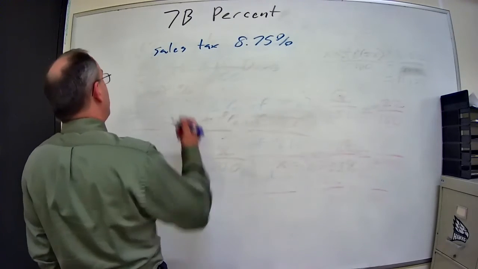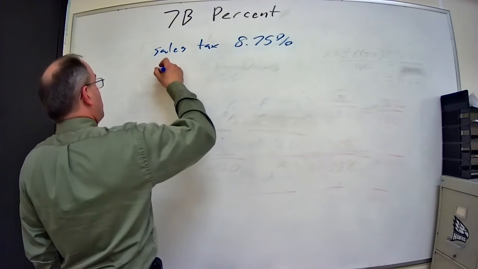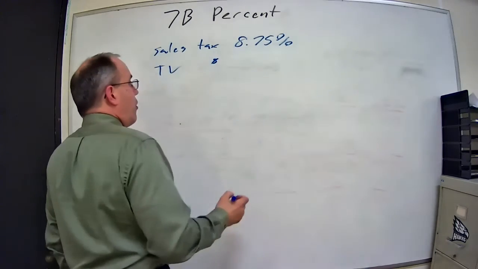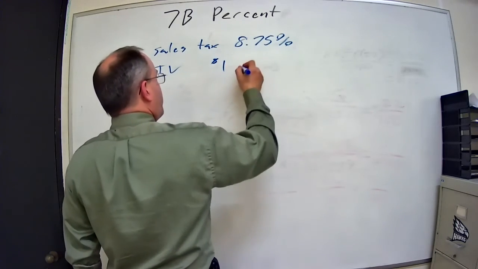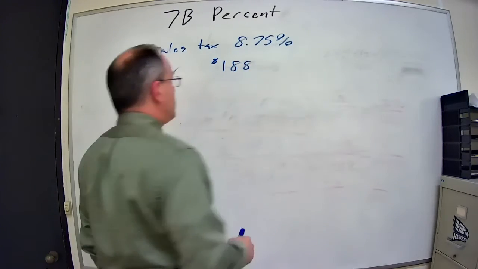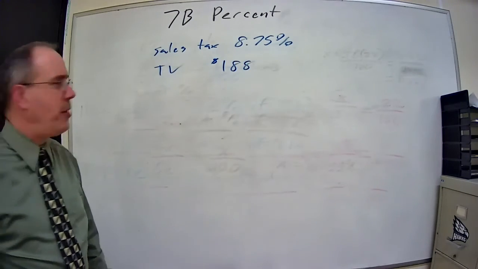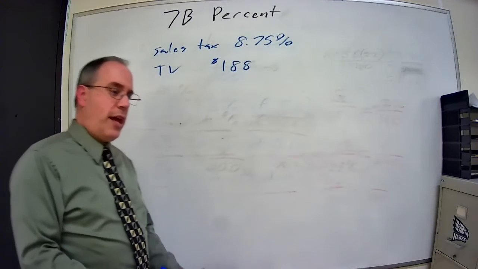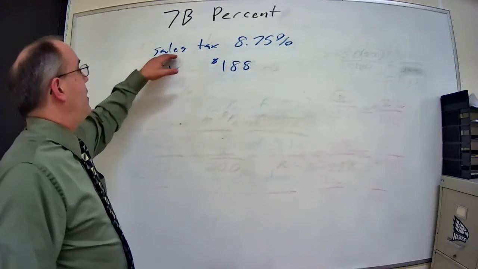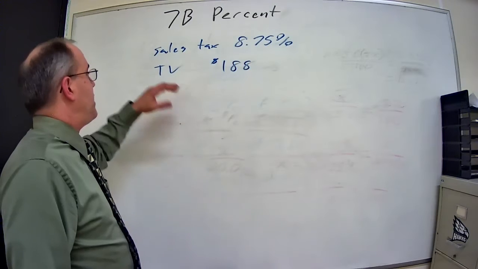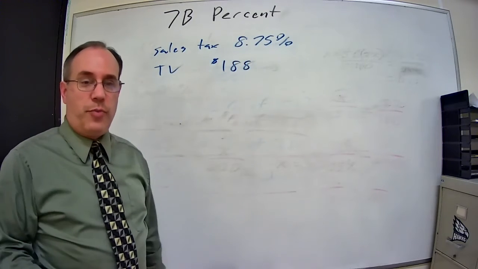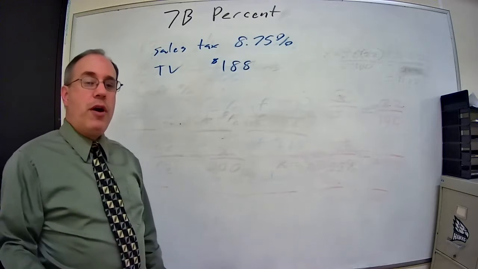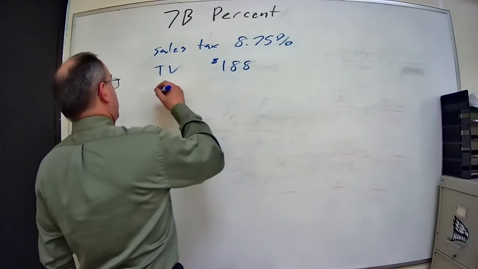You purchase a television for $188 from Wally World, otherwise known as Walmart. Should I put a trademark on that, or am I going to get penalized for using a brand name? Okay, so sales tax is 8.75%. You buy a TV for $188. How much will you pay in sales tax?